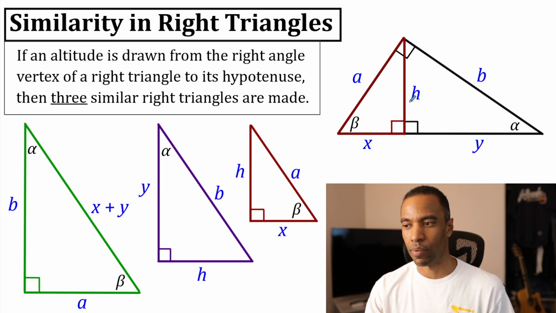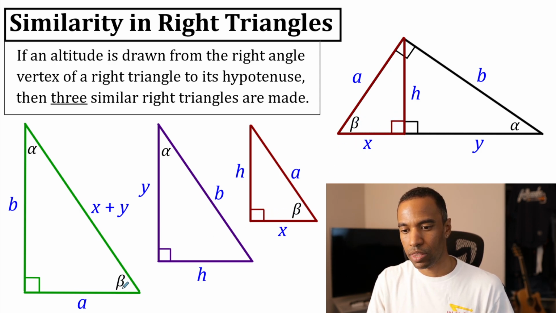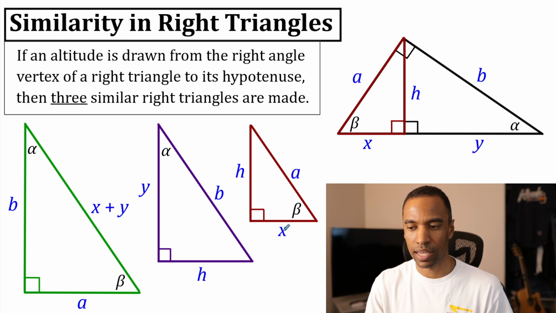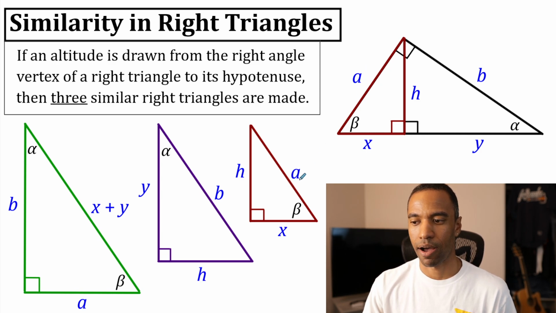I don't know what kind of red that is. But as I said, this would be the right angle right here, guys. We know that beta is going to line up with this one here, bottom right. So in between the right angle and beta is the short leg X. H is the long leg here, and A is the hypotenuse.